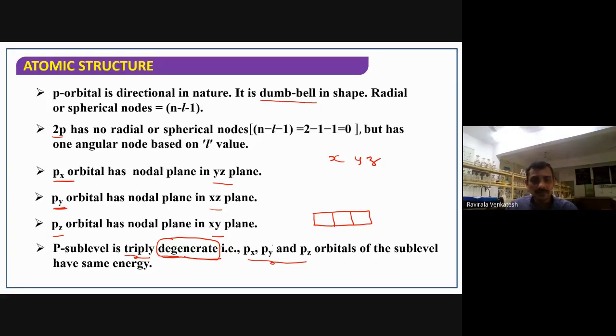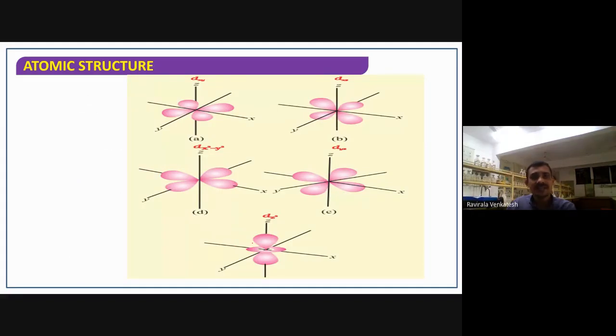So how many sublevels are there in the p orbital? 3 sublevels. What are they? px, py, pz. They are triply degenerate orbitals. Now let me take the d orbitals. Lastly, we'll take the shape of the d orbitals. Let me see here.